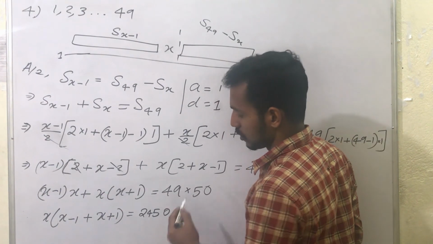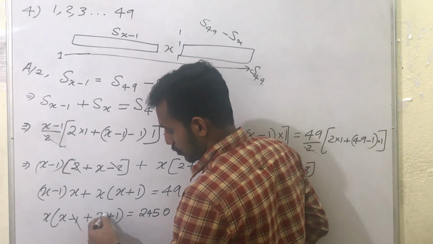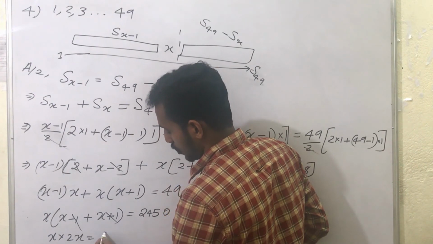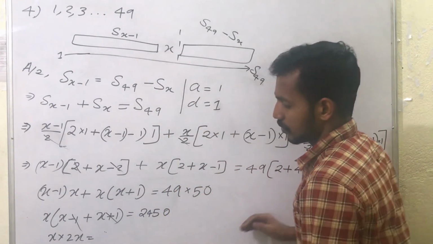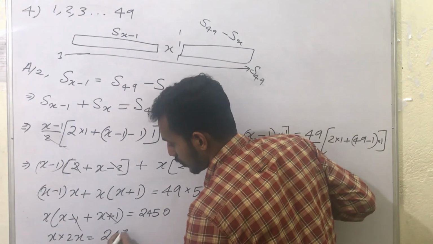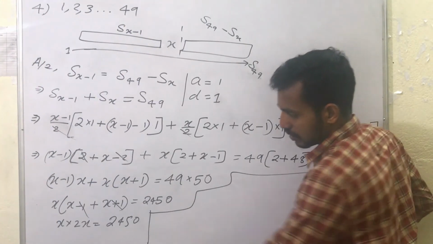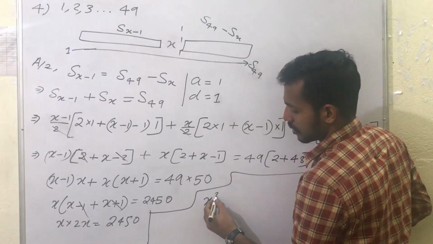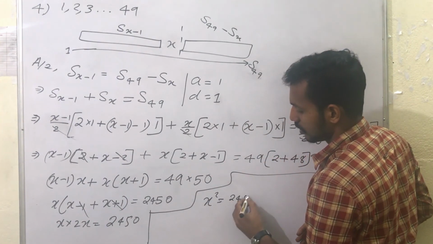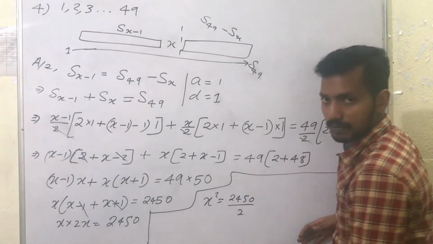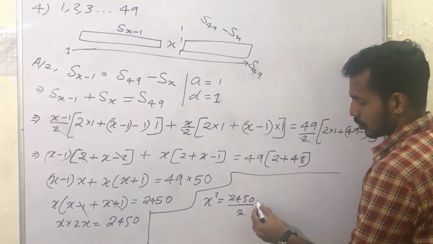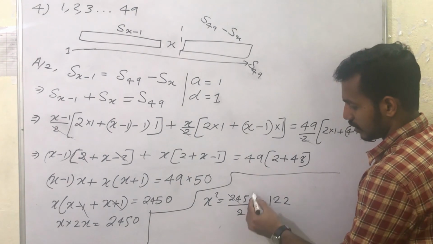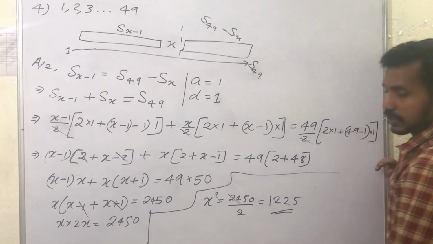Minus 1 plus 1 cancel. x into 2x is equal to 2450. That implies this 2 is taken to the other side, and x into x will be x square, which is equal to 2450 divided by 2, which is 1225. So x square is equal to 1225.